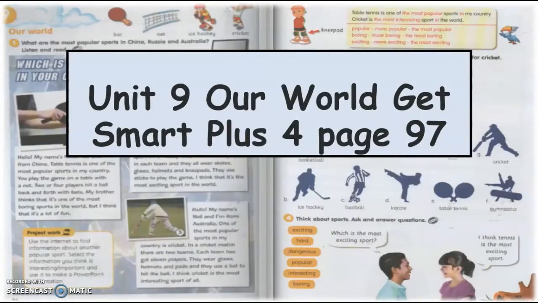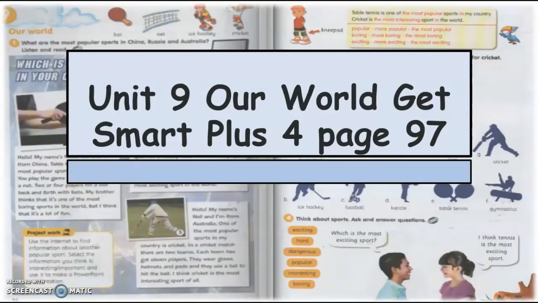from your Get Smart Plus 4 textbook on page 97. So we are going to be focusing on the comparative and the superlative adjective, whereby we are going to use this kind of adjective to compare the sports that we are going to be learning today.